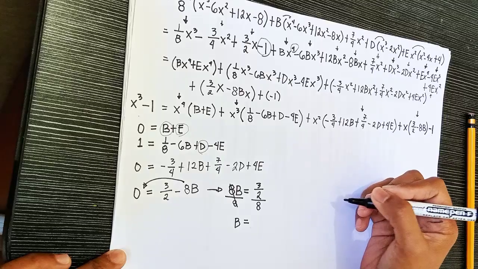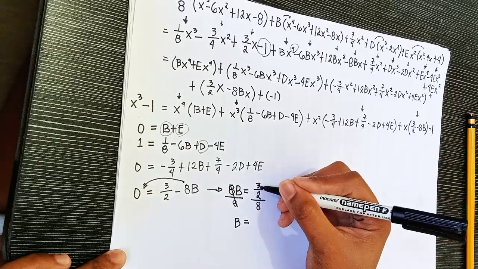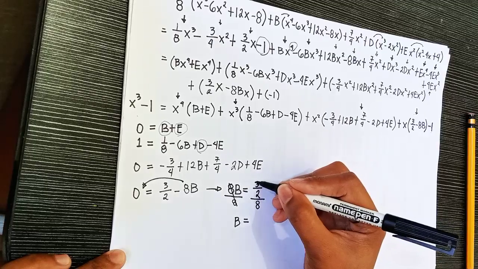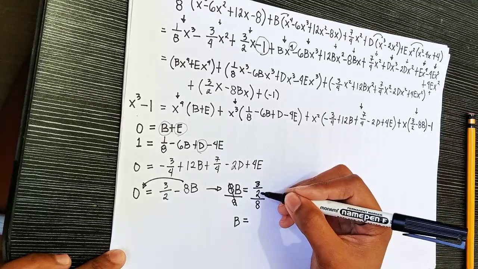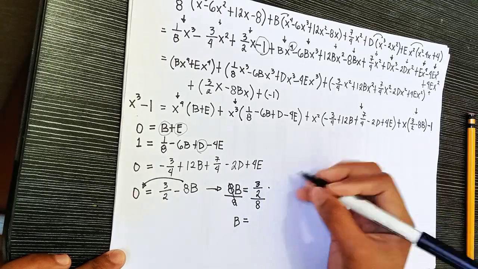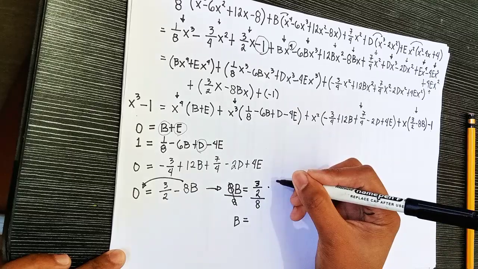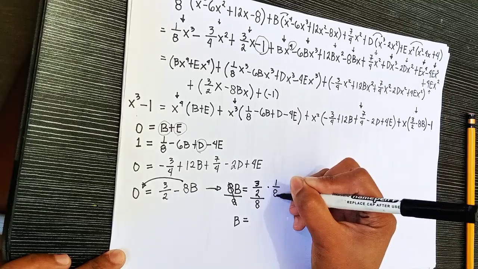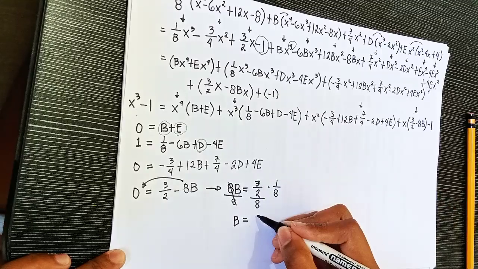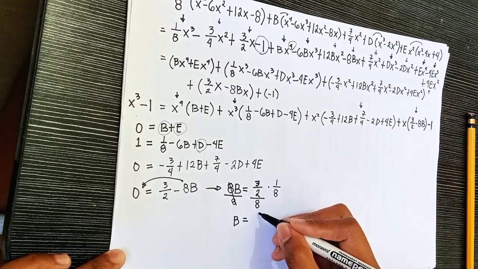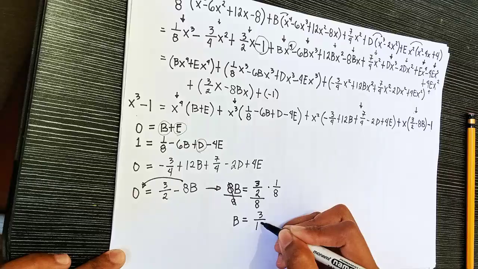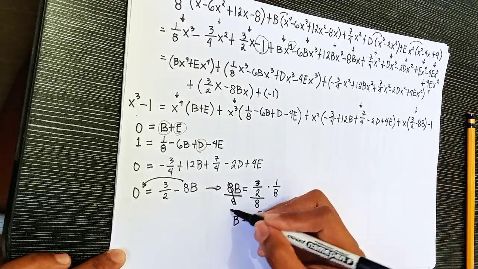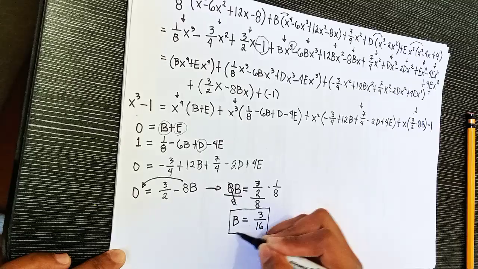In solving for this, what we will do is multiply the numerator by the reciprocal of our denominator. So, the reciprocal of 8 is 1 over 8. Multiplying that, we will have a product of 3 over 16. So now, the value of our B is 3 over 16.